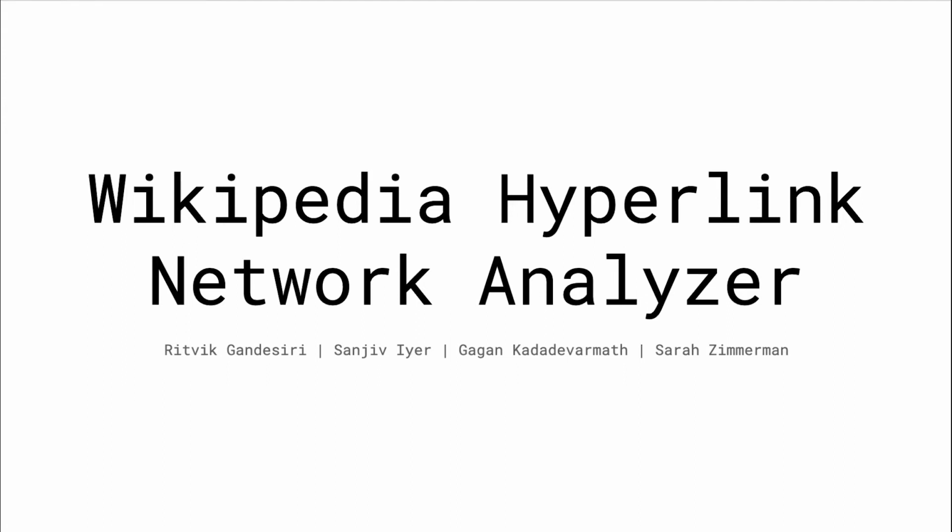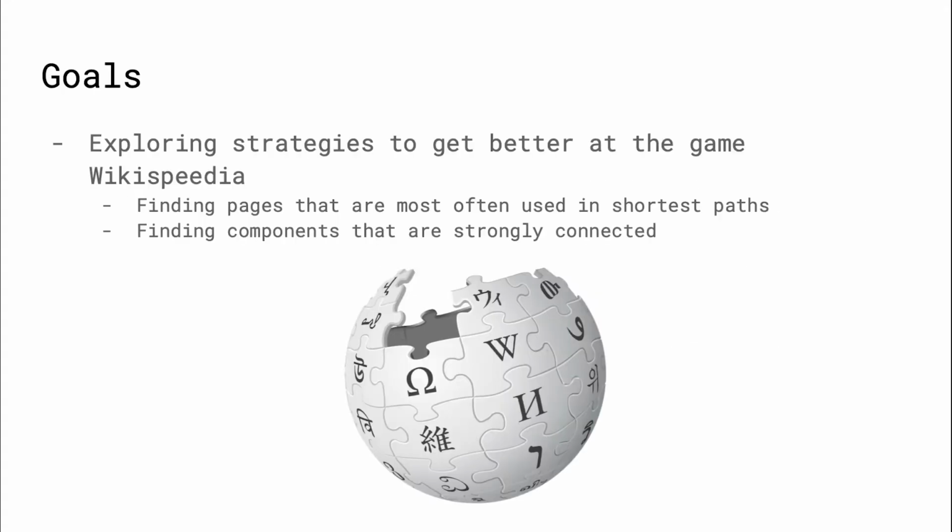Hi, our project is the Wikipedia Hyperlink Network Analyzer, and our team members are Ritvik Gandasari, Sanjeev Iyer, Gagan Devermont, and Sarah Zimmerman. Our project was based around the game WikiRace, in which a player starts at one Wikipedia page and has a destination Wikipedia page that they must reach by only clicking the hyperlinks contained within each page.